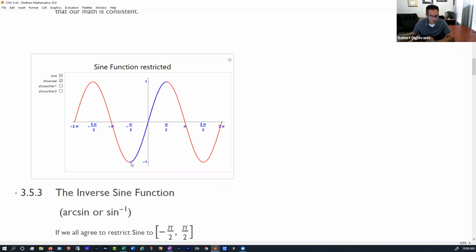All right, now notice where it goes. It starts out here, negative pi over 2.